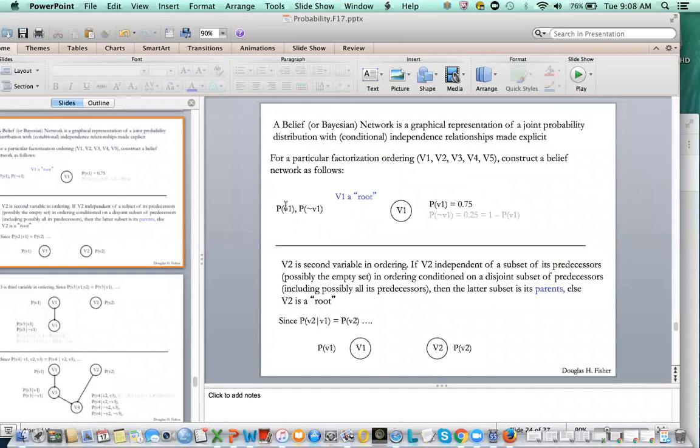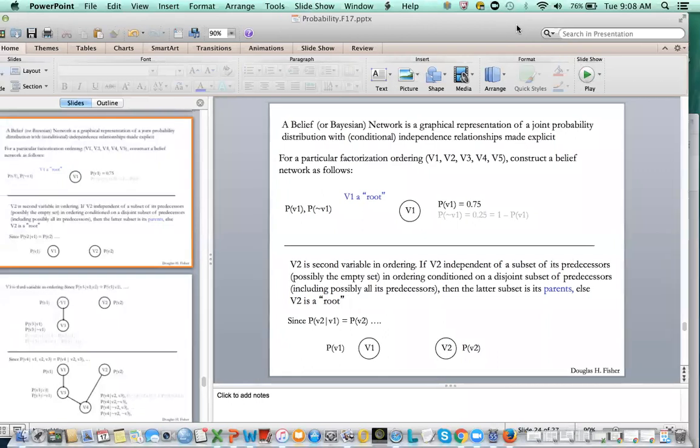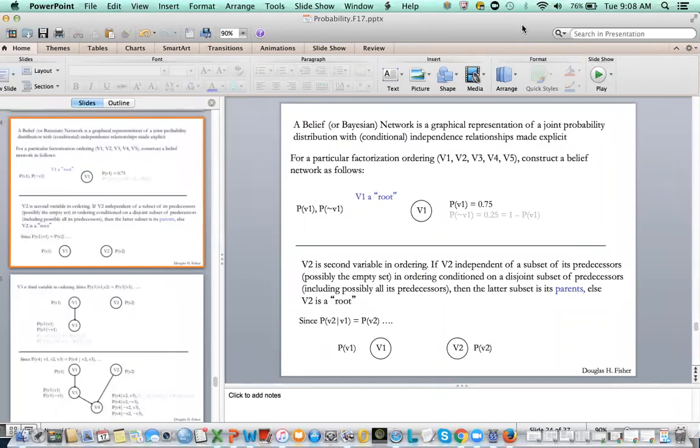I could represent those explicitly, but I only really need to represent one of them. If I represent explicitly the probability of little v1 as 0.75, I can always compute the probability of not little v1. It's going to be 1 minus 0.75. So I don't need to list every probability. I just need to list all but one probability, and then I can always compute the final one as 1 minus the sum of the other values that I've specified.